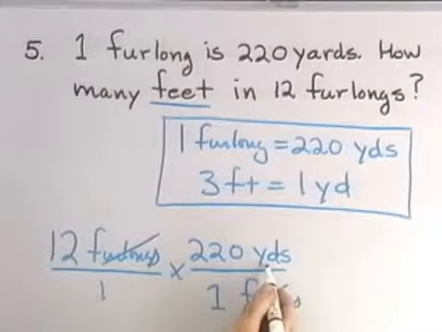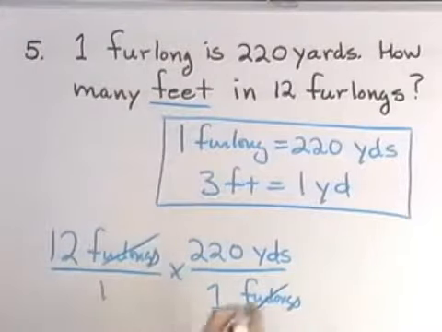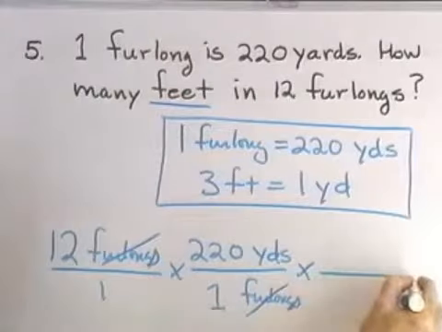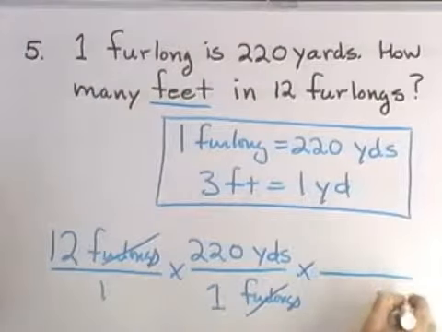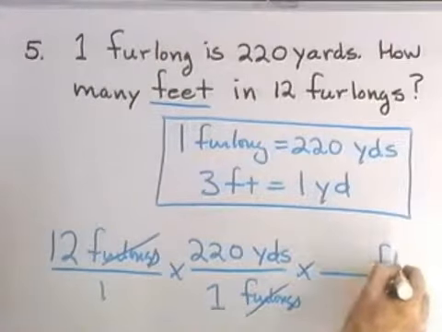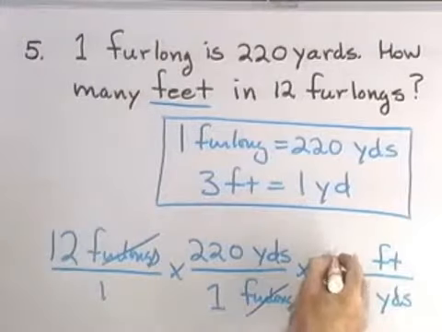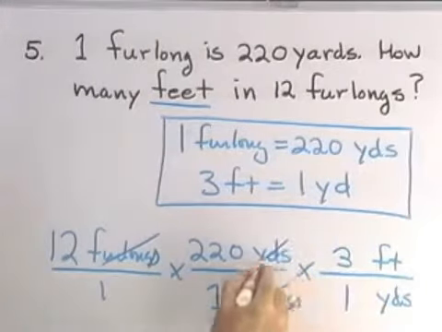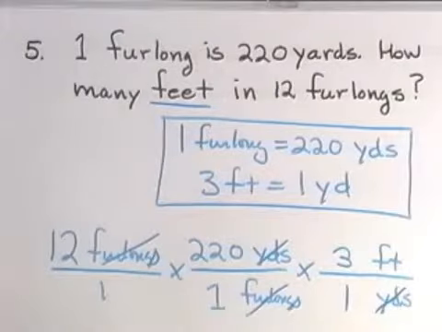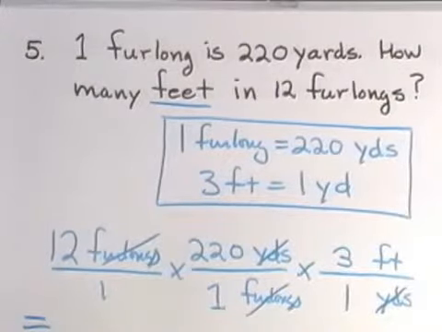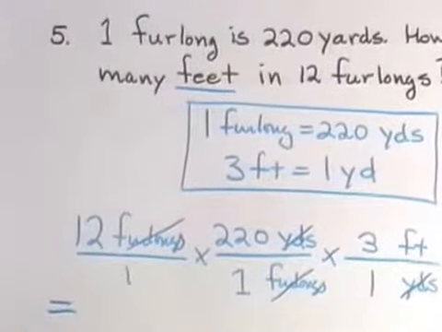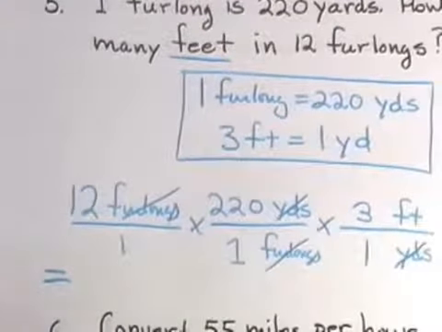I end up with yards, and what I want to end up with for the answer to this problem is feet. So I need to multiply by another conversion factor that has yards in the denominator and feet in the numerator. So I know that there's 3 feet in every 1 yard. So those will divide out. Now what I end up with is 12 times 220 times 3, and I did that multiplication already. That's 7,920.